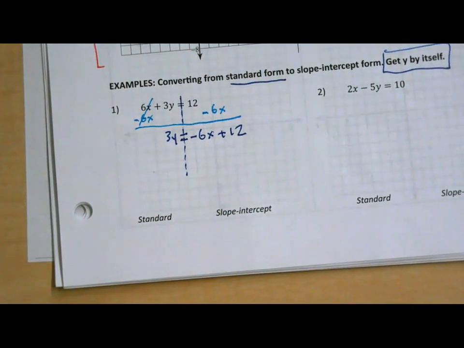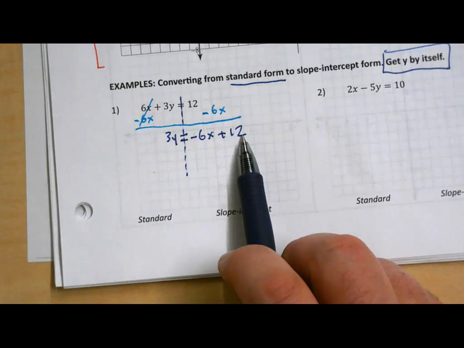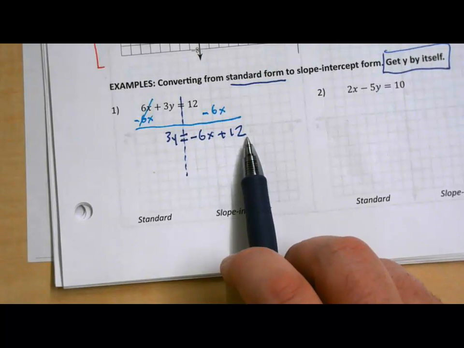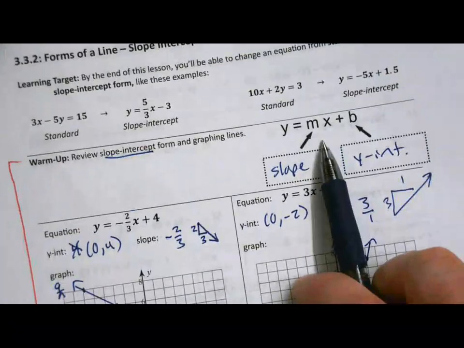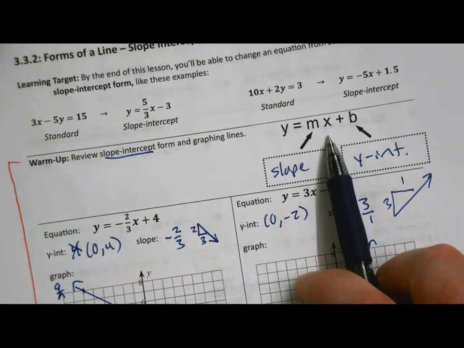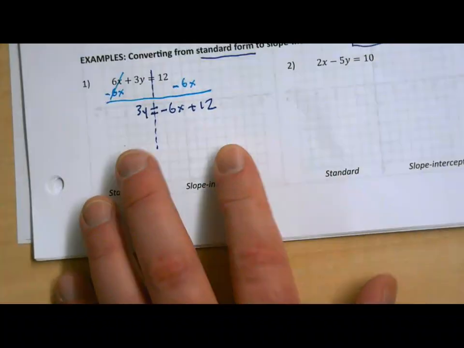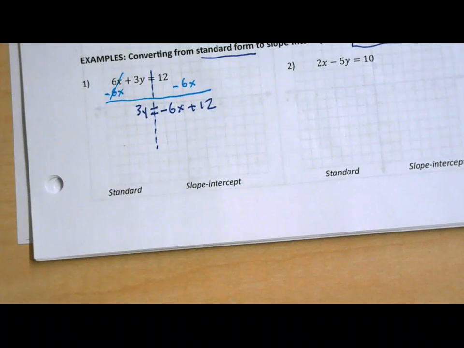Do you see where that minus 6x and that plus 12 came from? Why do you suppose I put the minus 6x first and the 12 at the end? Anybody know why I did that? Just because I'm feeling weird today? Why do you think? No idea? Well, we're trying to get it to look like this, right? And usually the x comes first. That's why I put the x first. Okay, if you wrote yours as 12 minus 6x, that's fine. Same thing.